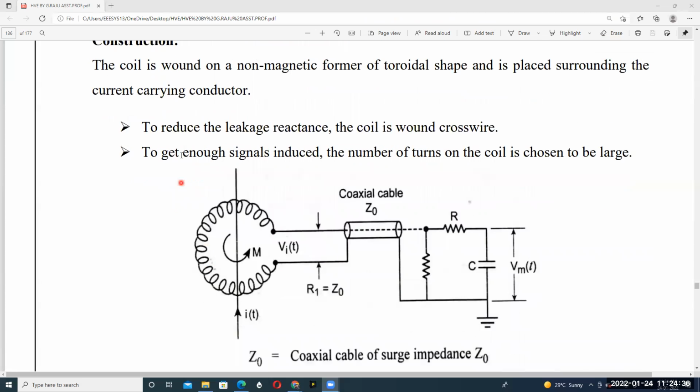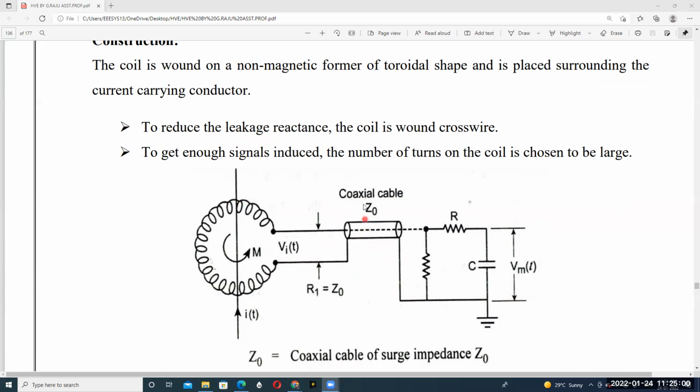To reduce the leakage reactance, the coil is wound crosswise, and to get enough signal induced, the number of turns on the coil is chosen to be large.